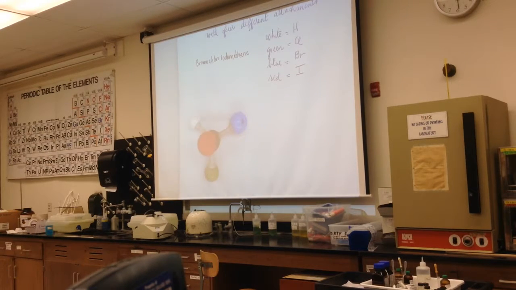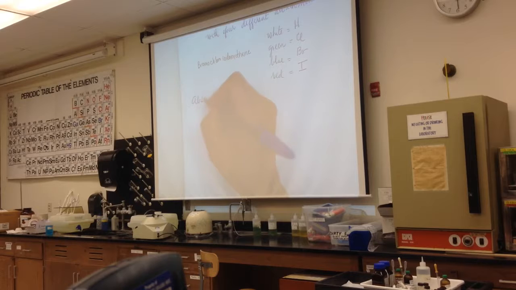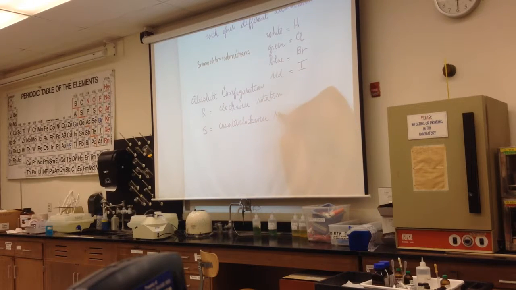Because the moment that you recognize that the structure is chiral, you have to assign the absolute configuration. When you hear the words absolute configuration, all you hear is R and S. R is a clockwise rotation, and S is a counterclockwise rotation. And this is all of us agreeing on what we're going to do.